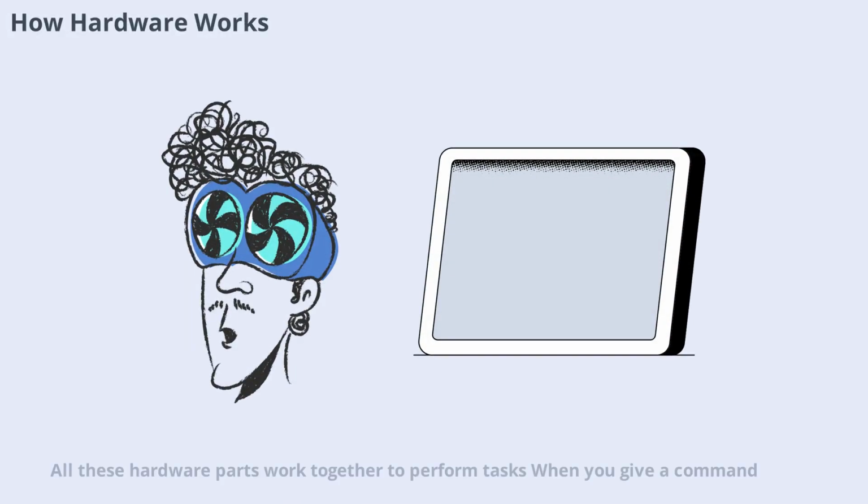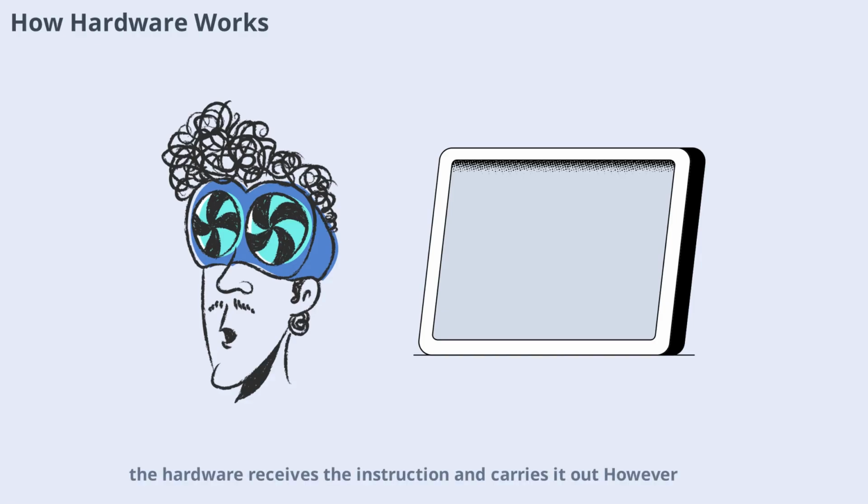All these hardware parts work together to perform tasks. When you give a command, like pressing a key or clicking the mouse, the hardware receives the instruction and carries it out. However, it doesn't work alone. Hardware relies on software to tell it what to do. For example, when you print a document, the software sends the instructions to the printer, and the hardware does the actual printing. This teamwork is what makes computers so powerful and versatile.